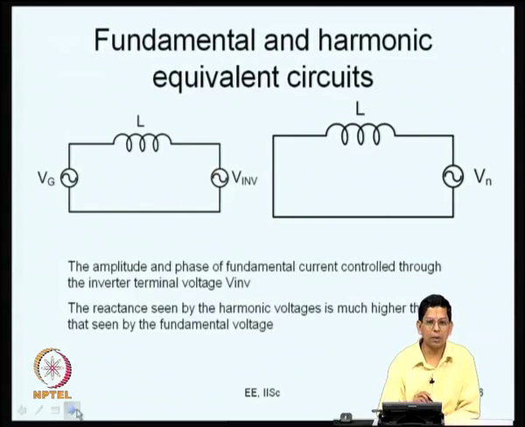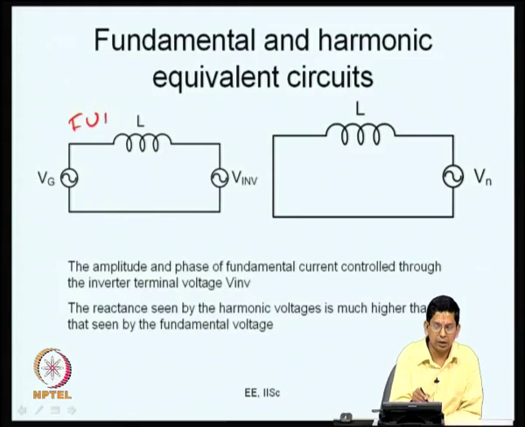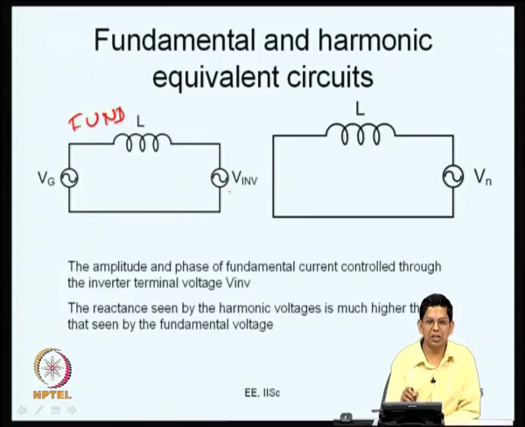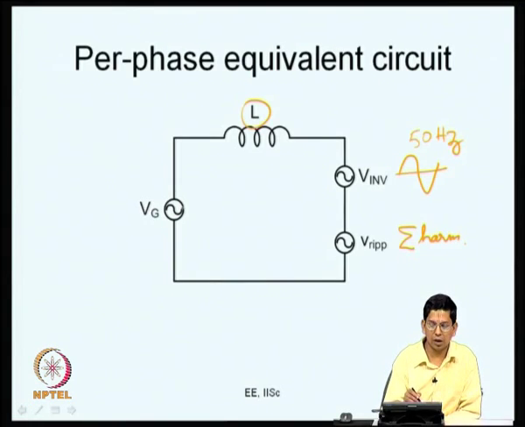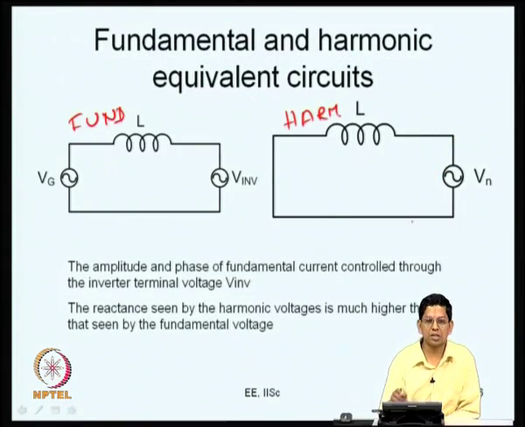If you want to calculate the fundamental current, this is the fundamental equivalent circuit, this is valid for fundamental, because this Vg is at the fundamental frequency and this V inverter is at the fundamental frequency. The ripple voltage contains harmonics and these are all at various frequencies other than the fundamental frequency, and therefore, it is essentially a short as far as fundamental is concerned. And if you are looking at the harmonic equivalent circuit, both these, that is Vg as well as V inverter, are 50 hertz components. So, in the harmonic equivalent circuit they do not appear.